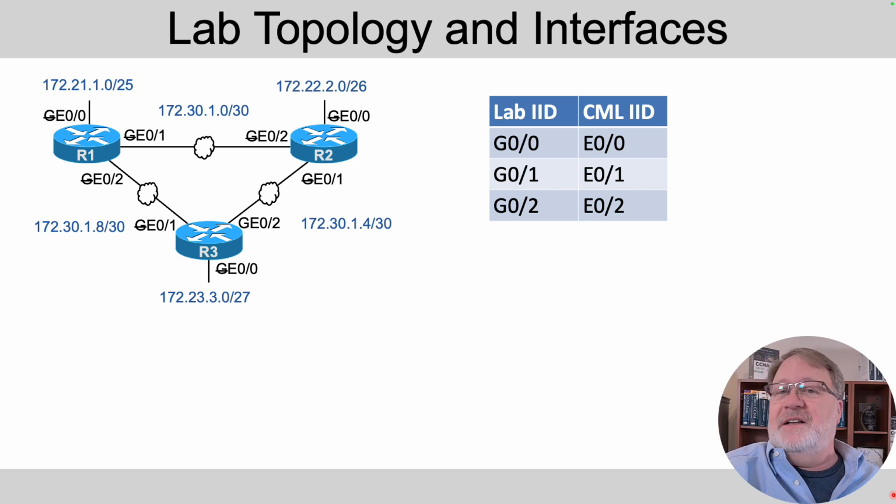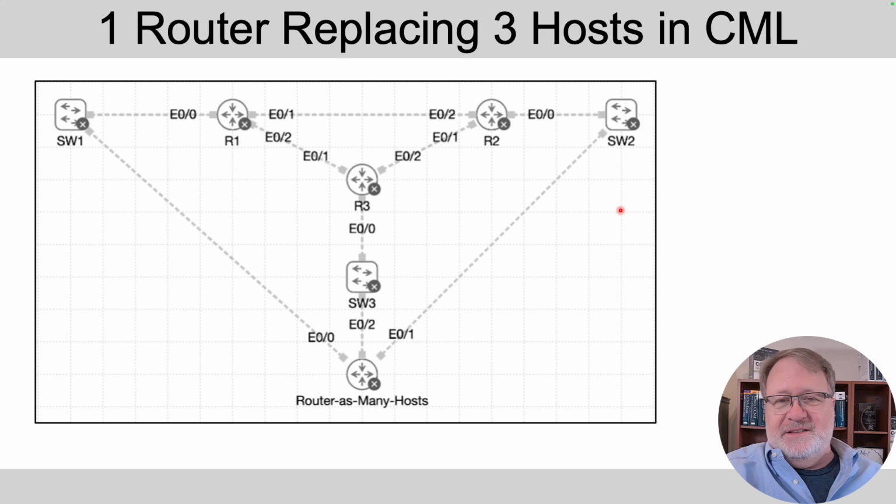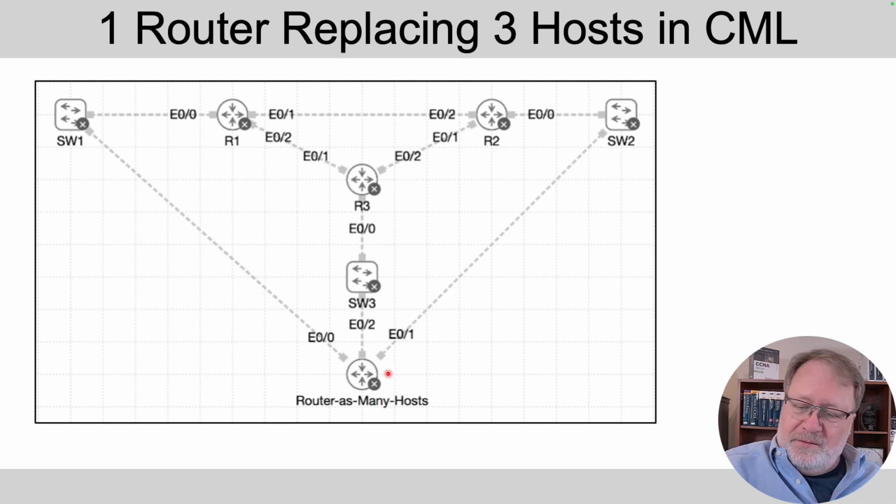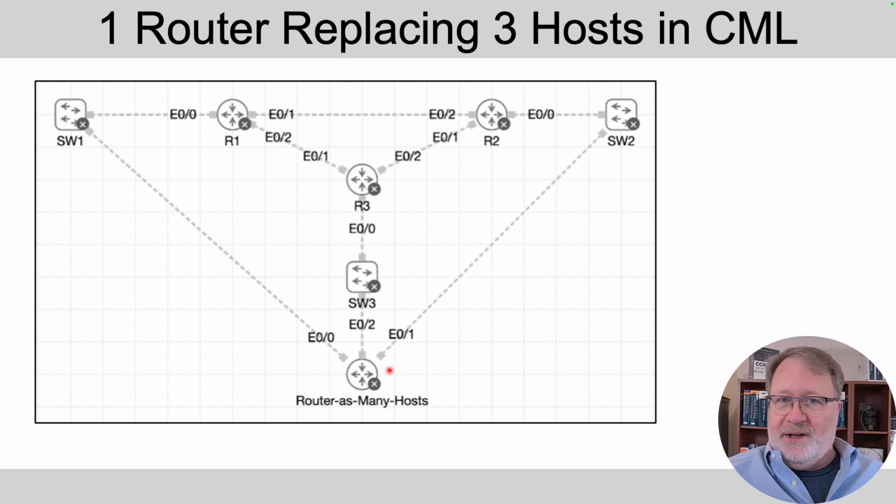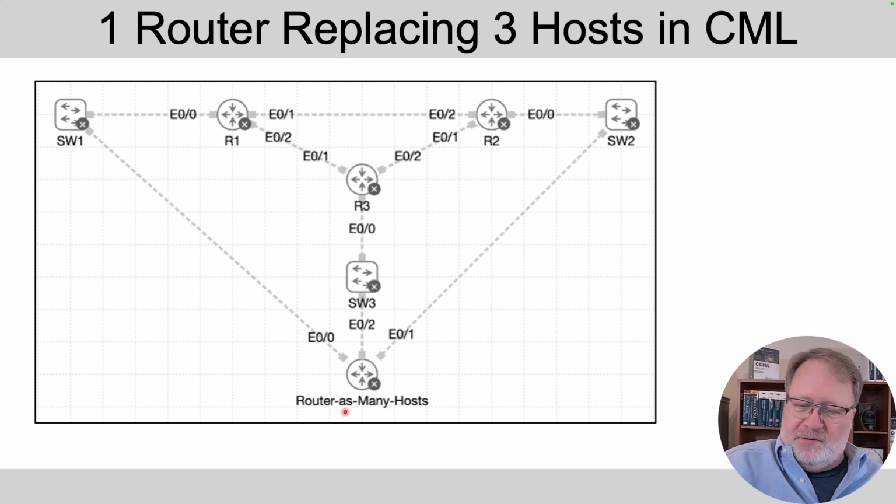First off, the interface IDs can't be identical, but they're pretty close. Instead of gigabit whatever, they're Ethernet whatever. So all the gig 0/0s are E0/0s, because they're only the Ethernet interface type. All right, so it should be pretty easy to correlate. The really tricky part is that instead of those 3 separate PCs, to deal with the 5 active node limit in CML-Free, I've replaced them with one router that's going to act like all 3 of those PCs. And I call that router the router-as-many-hosts router.